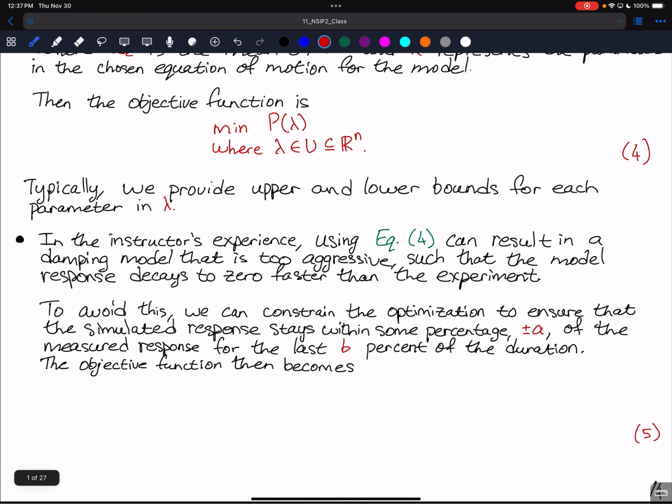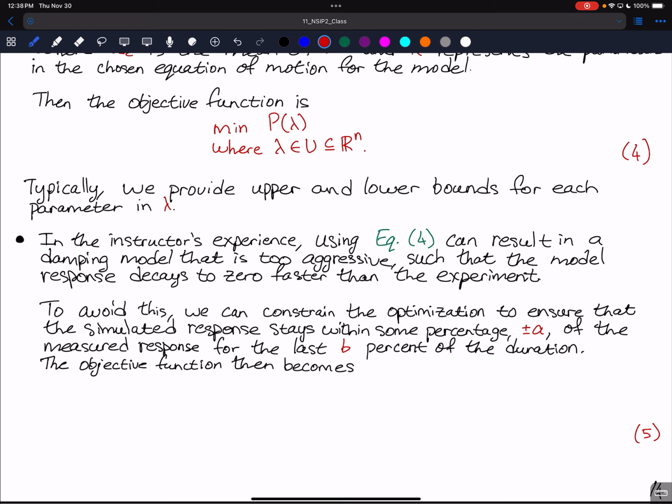So again, we're studying vibration systems, particularly looking at transient response in this kind of method. And what I have found is that the pure optimization function in equation 4 can tend to be too aggressive, in that it will sometimes force a damping to be too strong, and therefore forcing the response to 0 quicker than you see in an actual observation. And so in order to prevent that, we can add some kind of constraints to it.